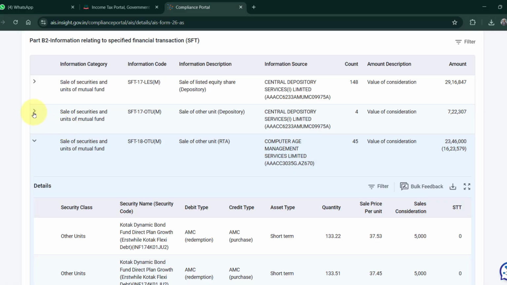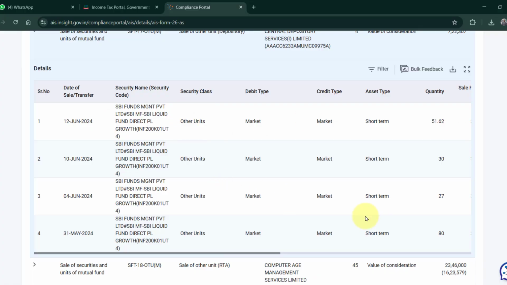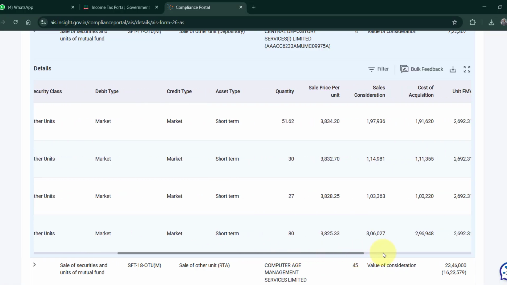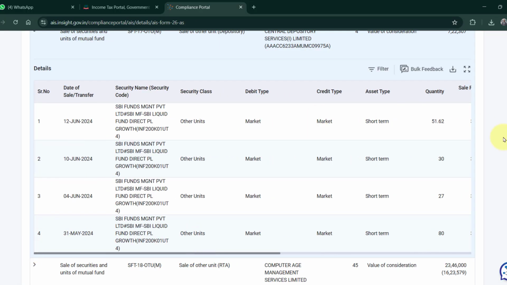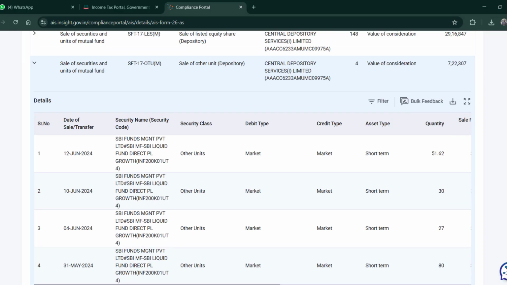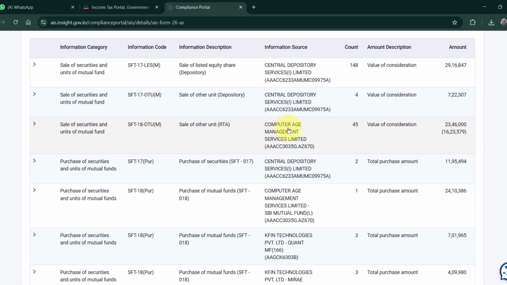So you see here this option. You can see that there are four entries here. All four entries are duplicates of entries in another place. You see that it is 51.62, and this information is for 30 units, this one for 27 units, and this one for 80 units. This is the entry they have shown against CDSL. CAMS is maintaining the account, and CDSL is the depository, so they have shown this information at both places.